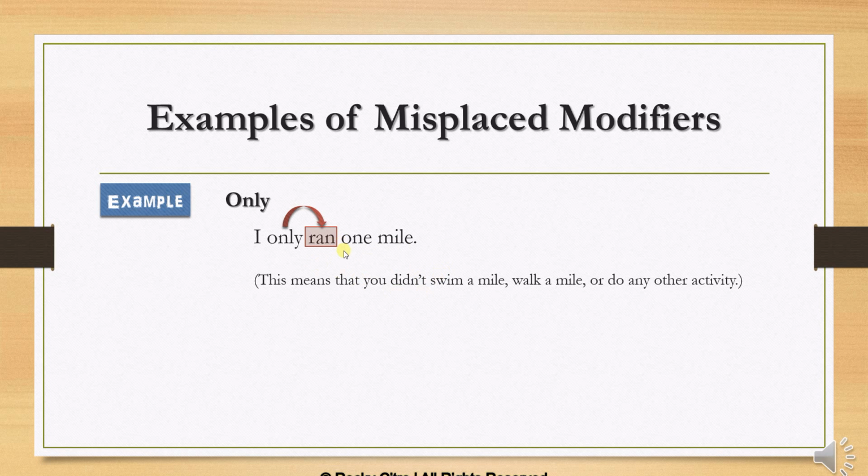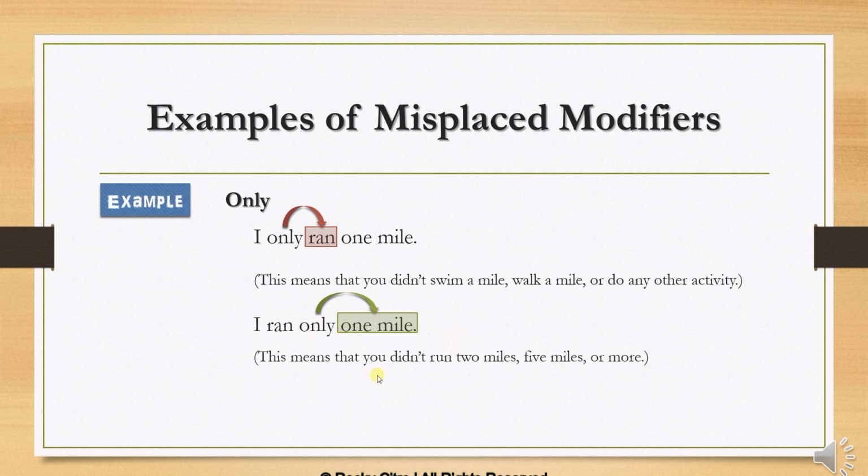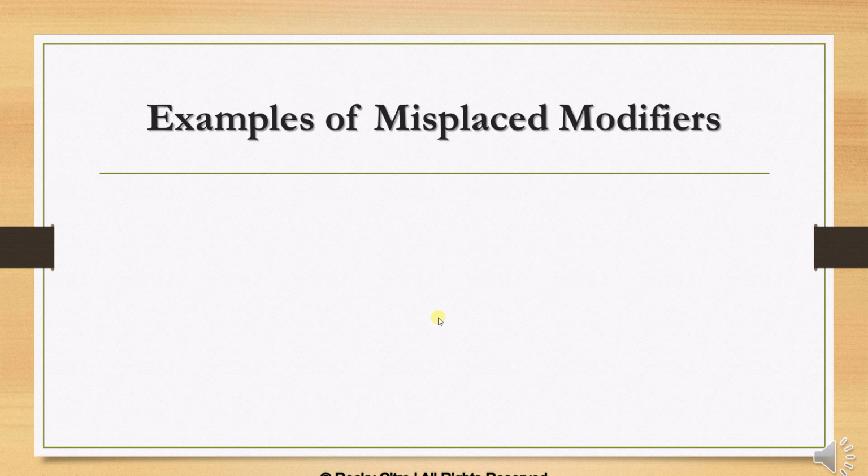That's okay if that was the intended meaning, but more likely the writer meant to say he or she ran only 1 mile. And here, by putting our 1 mile right after the modifying word, the only applies to the distance and not to the action of running. So this is probably what was meant to be said. So one quick solution that you're going to see over and over is that you should often put your modified element right after the modifier. This will clarify any potential ambiguity.